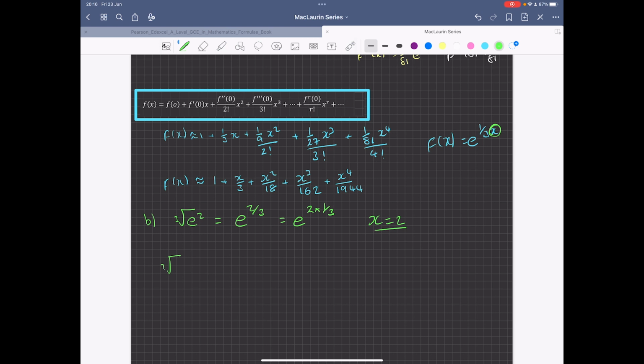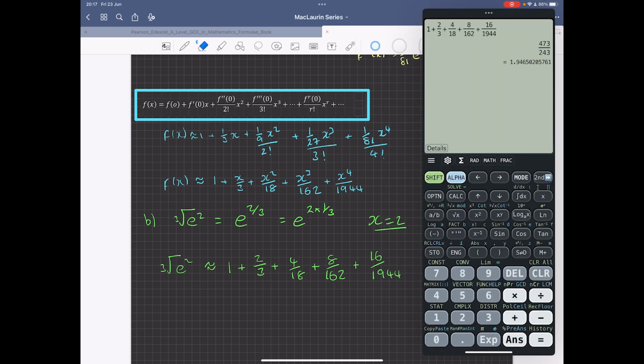So the cube root of e squared will be approximately 1 plus x over 3, so 2/3, plus x squared, so 4 over 18, x cubed, so 8 over 162, and x to the 4, which is 16, over 1944. And we can work this out on our calculator, and we get 473 over 243, which is approximately 1.9466 to 4 decimal places.